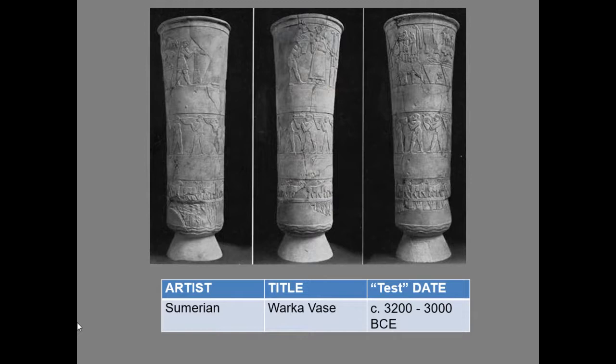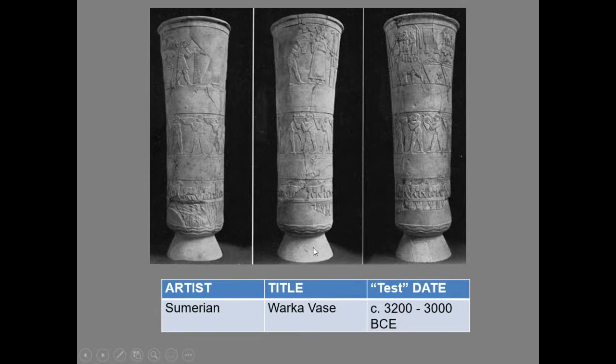The Warka vase is a Sumerian object that is very essential for us to understand some of the conventions of Sumerian representation. You see they use the composite view, the head in profile, the legs in profile as well. When you see the torsos on a lot of the figures, the torsos are turned. As you can see here, the torso is turned toward us in this case.